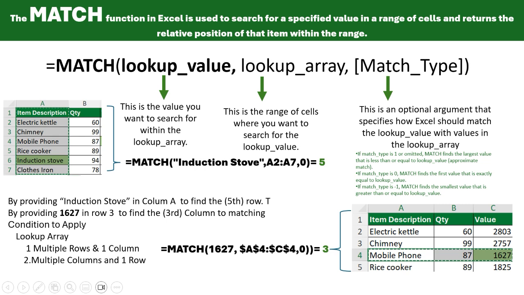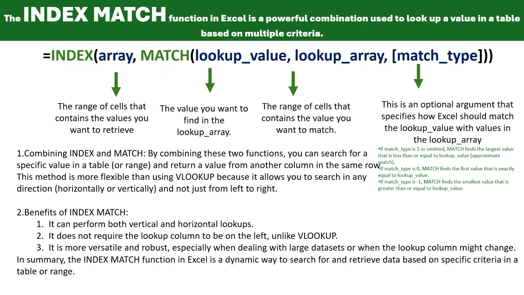Now let's move to learn the INDEX and MATCH function combined, which is versatile, efficient and more robust than traditional lookup functions in Excel. It is widely used for complex lookups and searches in Excel. It is a powerful combination used to look up a value in a table based on multiple criteria. So its syntax is equals INDEX(array, MATCH(lookup_value, lookup_array, match_type)).